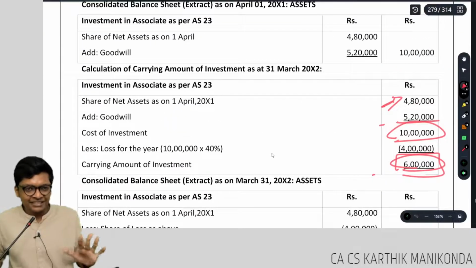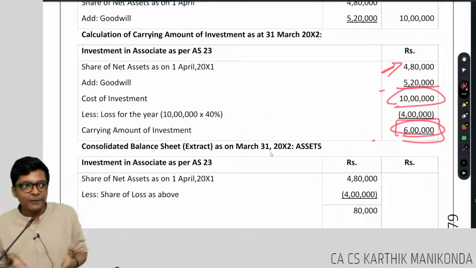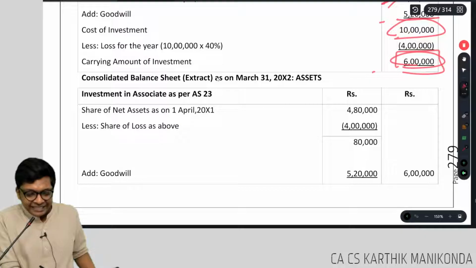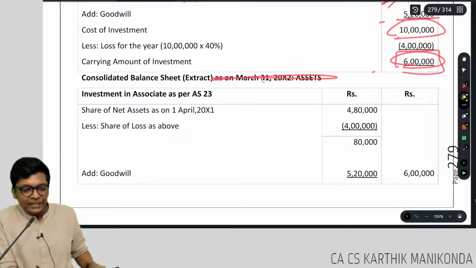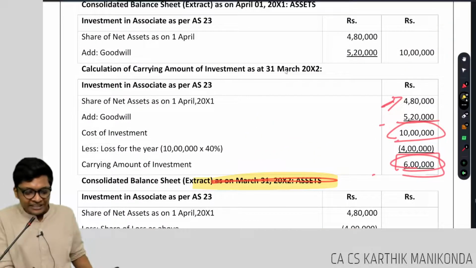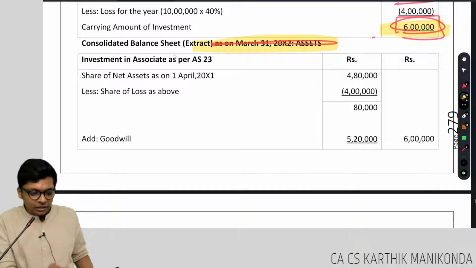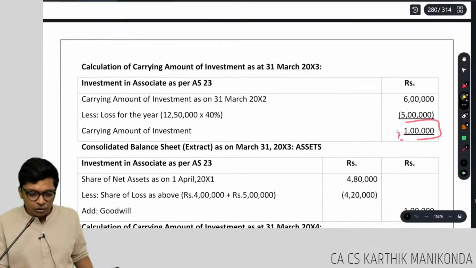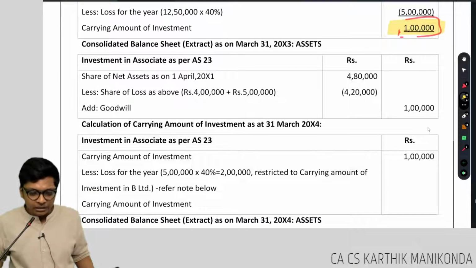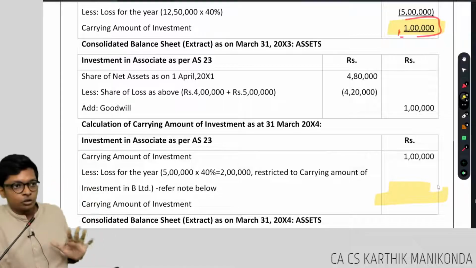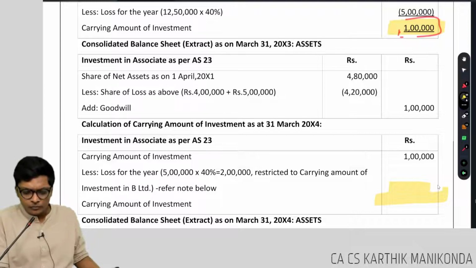Look at the presentation, guys. I did one table for the entire thing to teach you how to do it. But in the exam, please don't do it like that. For each year, you do it separately. Look at this. First I did for 31st March 2022 and found 6 lakhs. Then for next year, investment and associate come down, I found 1 lakh, and again next year it becomes negative. So go through that. Presentation should be like how it is over here. Are you following, guys? Okay.